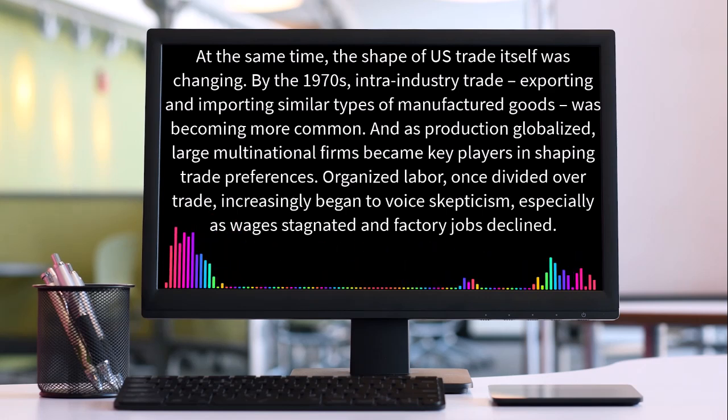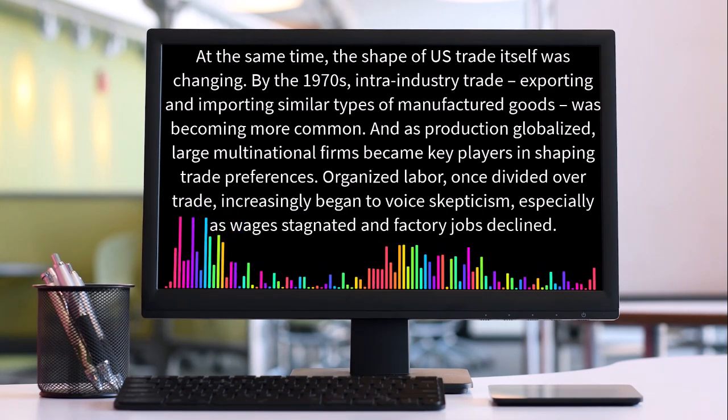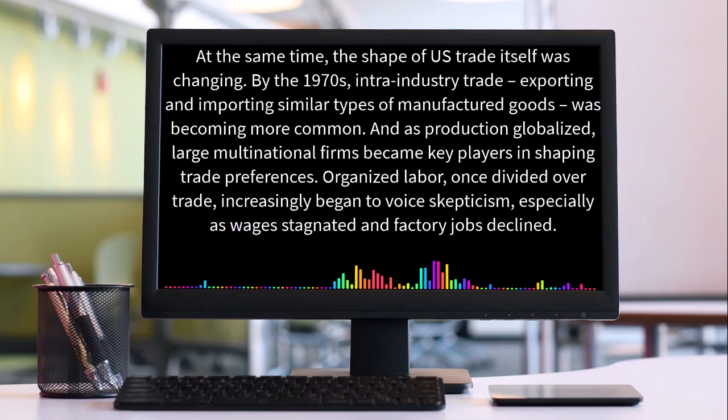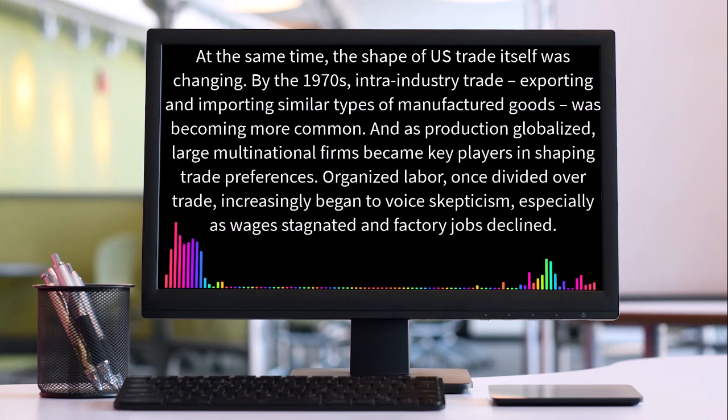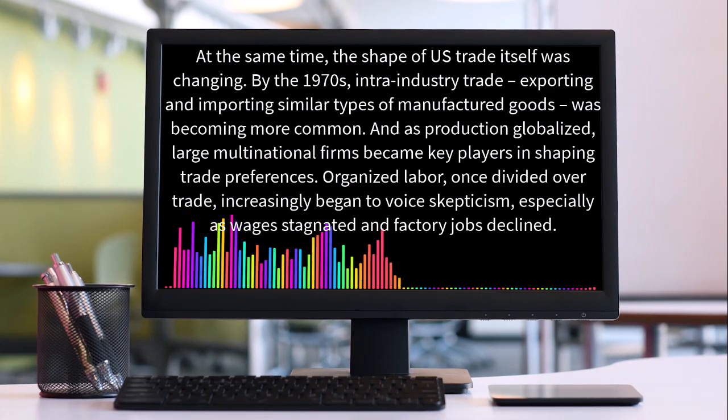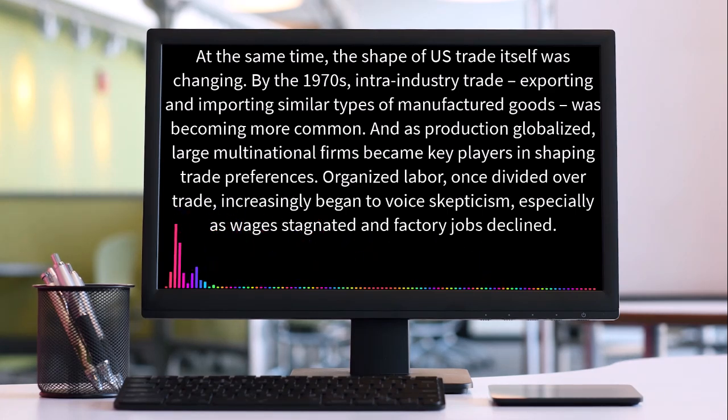At the same time, the shape of U.S. trade itself was changing. By the 1970s, intra-industry trade, exporting and importing similar types of manufactured goods, was becoming more common. And as production globalized, large multinational firms became key players in shaping trade preferences. Organized labor, once divided over trade, increasingly began to voice skepticism, especially as wages stagnated and factory jobs declined.